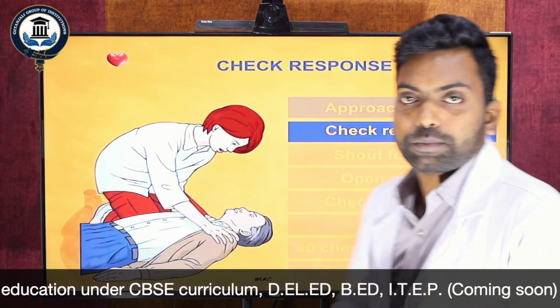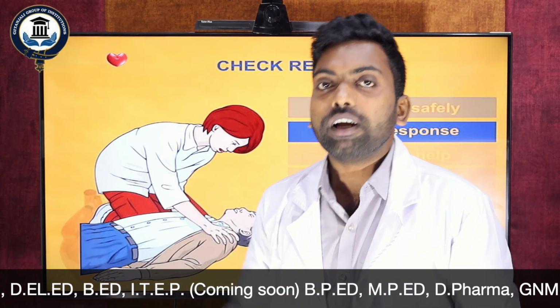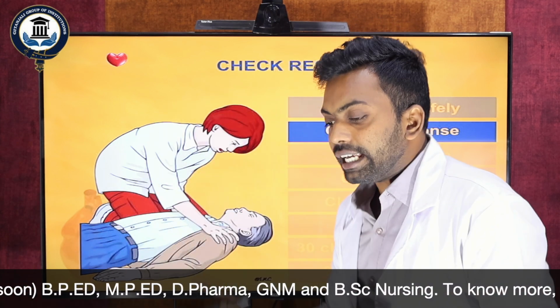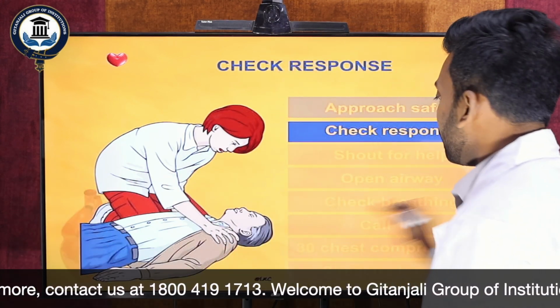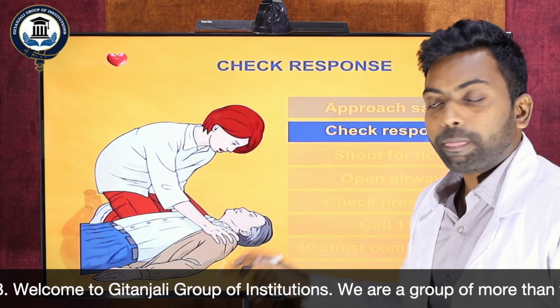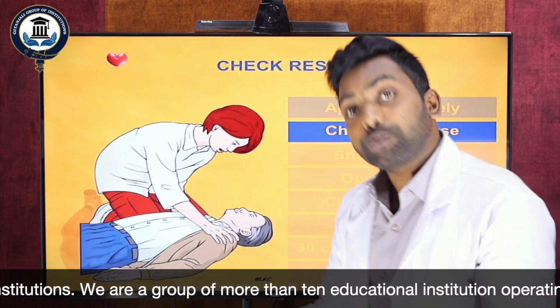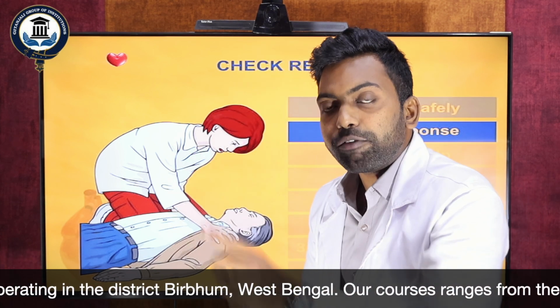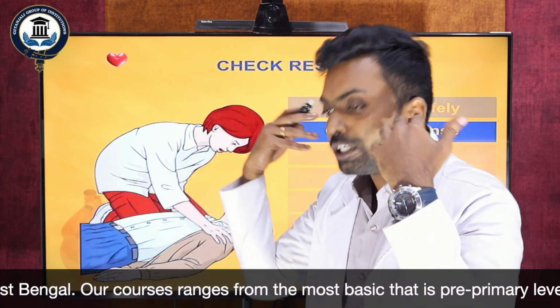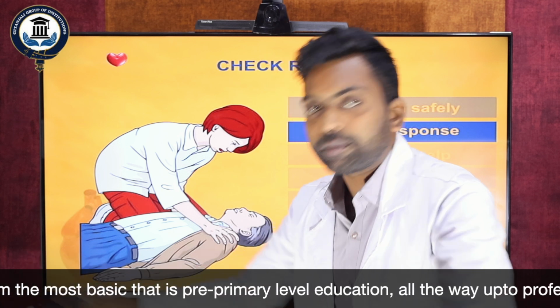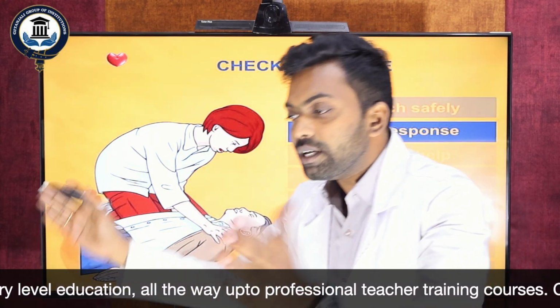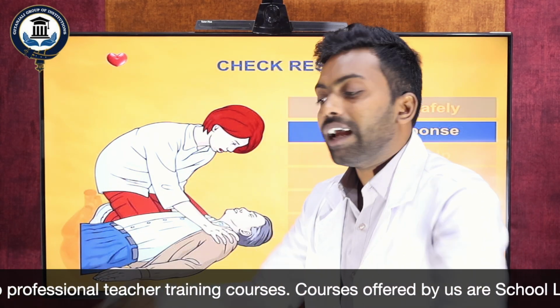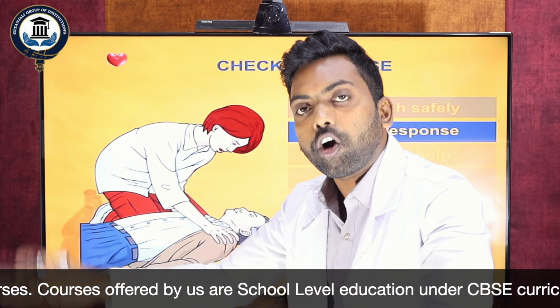Go for checking the response. When you find someone unconscious, the way to check the response is to tap on the shoulder, as I am showing in the picture. Of course you don't know who he is or who she is. Even so, tap on the shoulder and shout loudly, Mr. or Miss, because you don't know the name, and give respect when you call them.